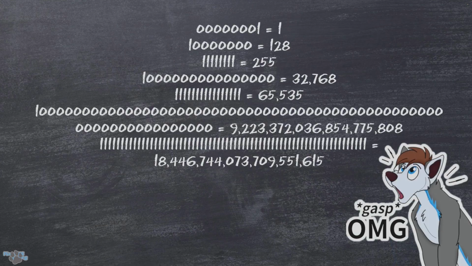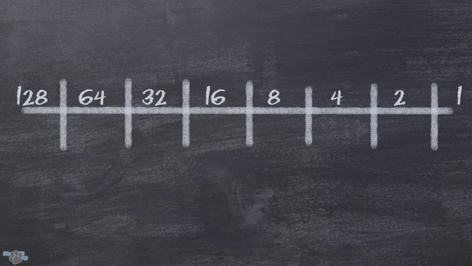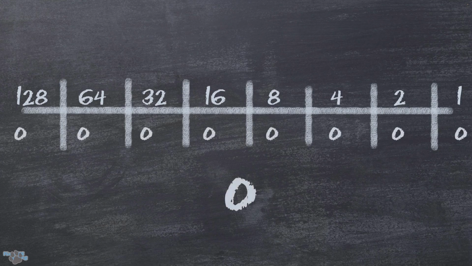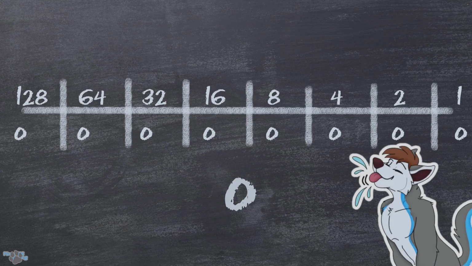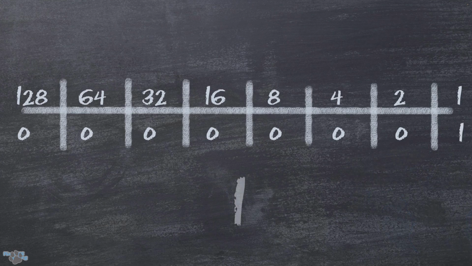Using binary, we can count to massive numbers, infinitely high. But for now, let's focus on counting up to 10. If you notice at the top of the table, we have the numbers 1, 2, 4, 8, 16, 32, 64, and 128. Let's see how it works. So, with all zeros in the table, we have, you guessed it, 0. Huzzah! Now, in the rightmost column, let's flip that 0 to a 1. Now, we have a 1.